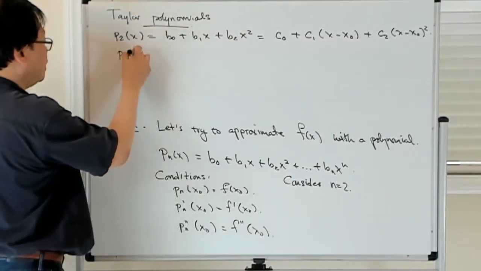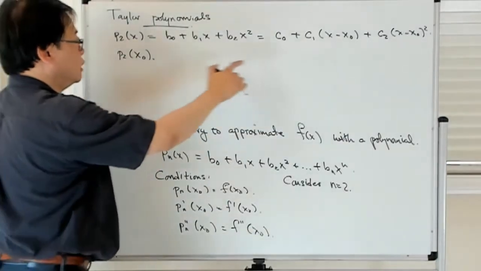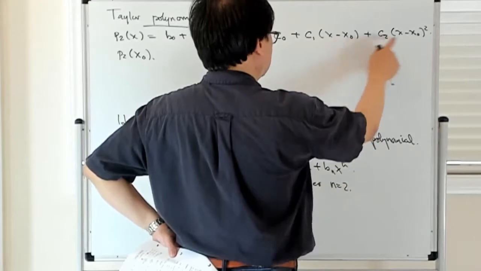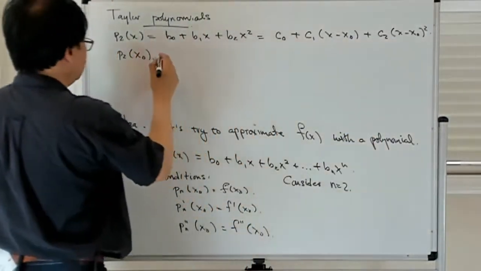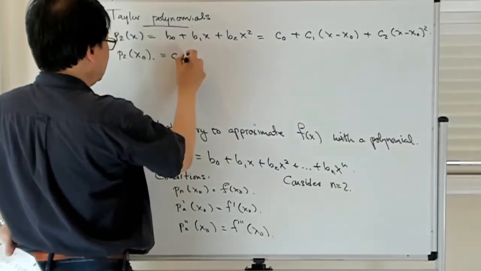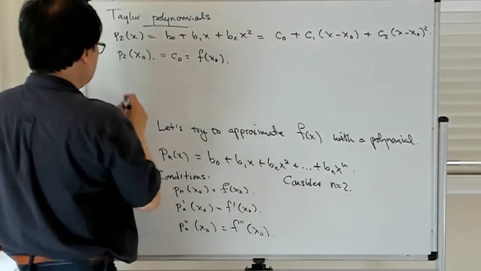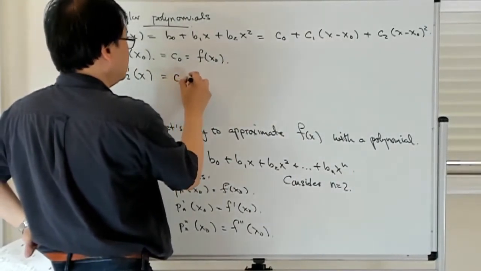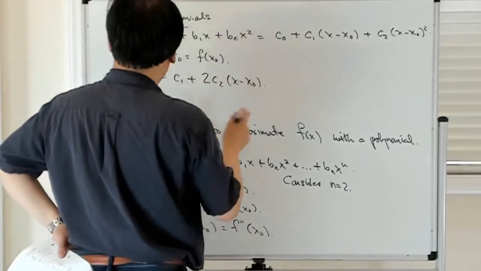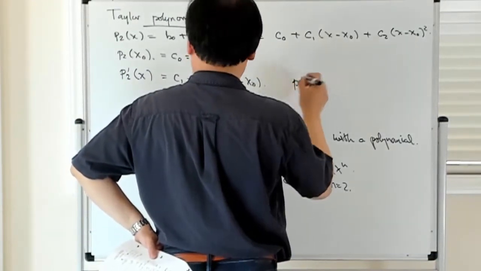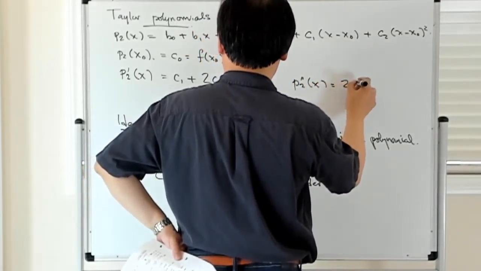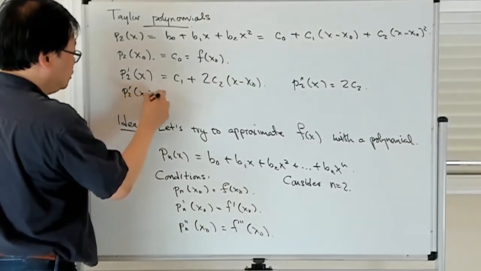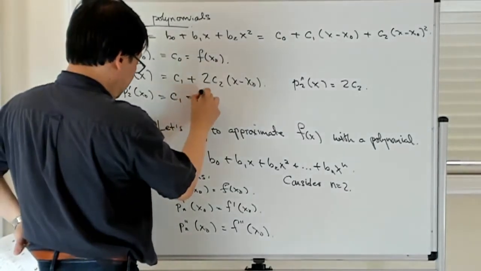So p2 at x0: the advantage of doing it as a polynomial in x minus x0 is that when I substitute x equals x0 into the right-hand side, the higher order terms in x minus x0 vanish, except for the leading term. So p2 of x0 is c0, but that has to be equal to f at x0. Then if I differentiate p2 with respect to x, I get c1 plus 2c2 (x minus x0), and then I can differentiate one more time: p2 double prime of x is equal to 2c2. Now I can look at p2 prime at x0. That just gives me c1, and c1 is equal to f prime of x0.